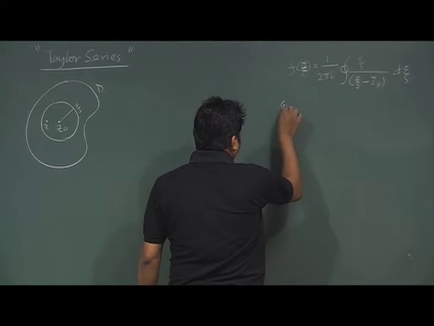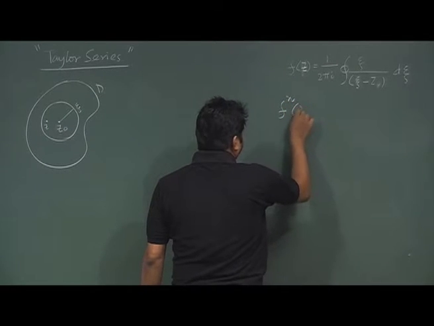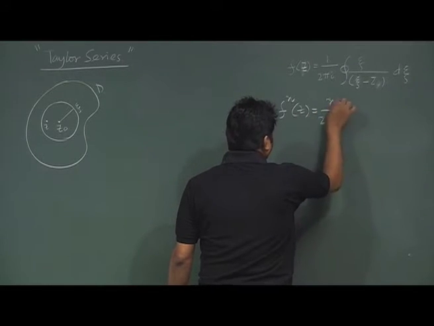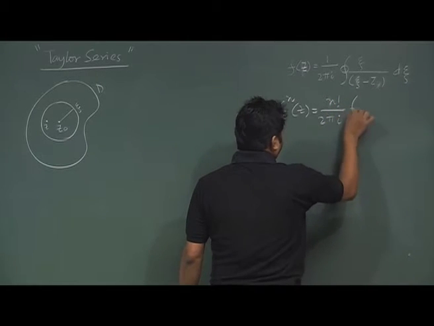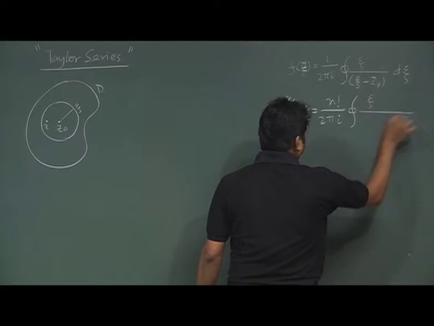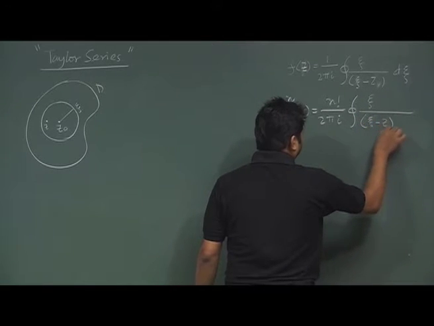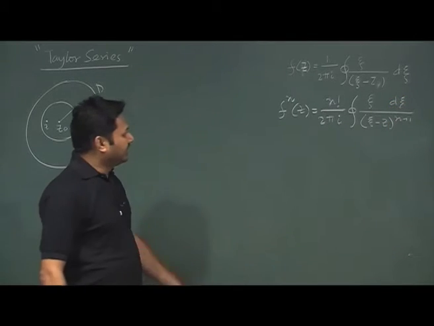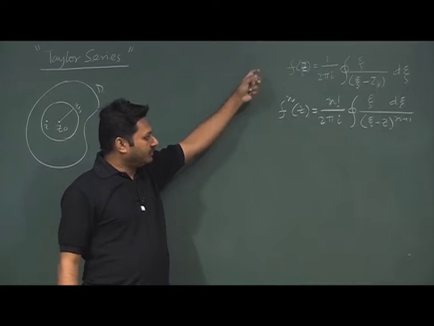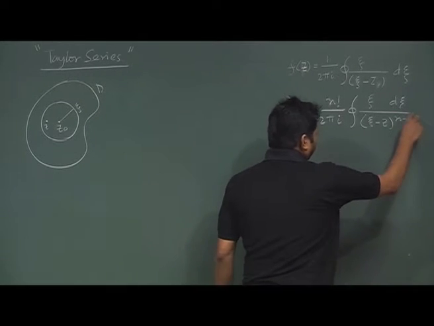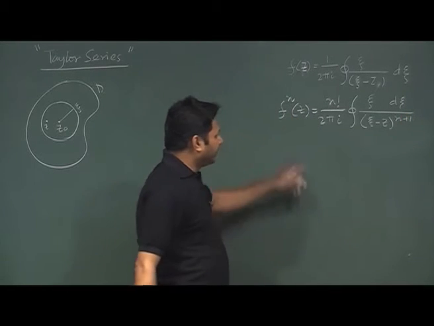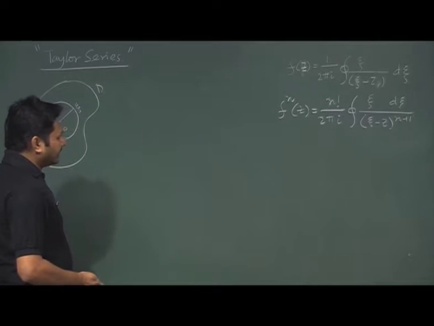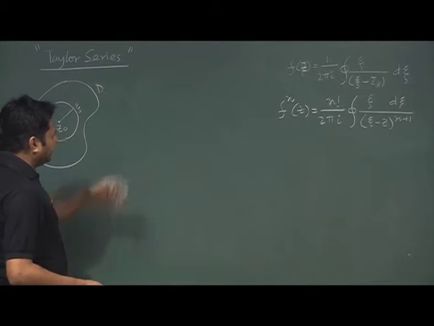So, f^(n)(z) is 1 by 2 pi i with factorial n sitting here, integral of f(xi) divided by (xi minus z) whole to the power n plus 1, d xi. These two expressions I have from the Cauchy's integral formulas. This is a very important expression I mentioned earlier. So these two I have in my hand. Let us try to exploit these two expressions and check whether I can get these things or not.